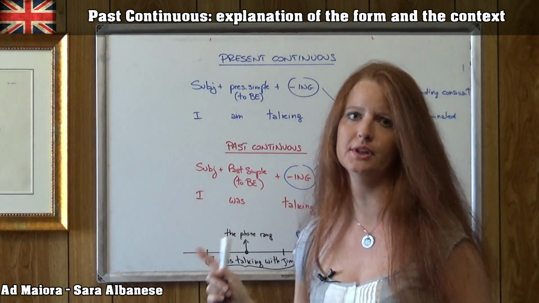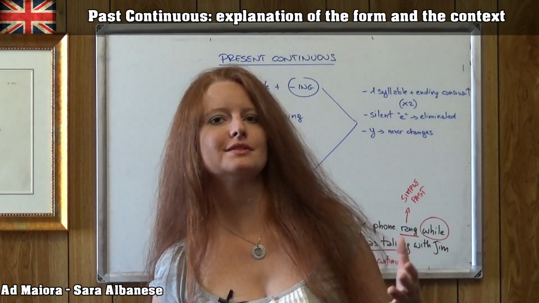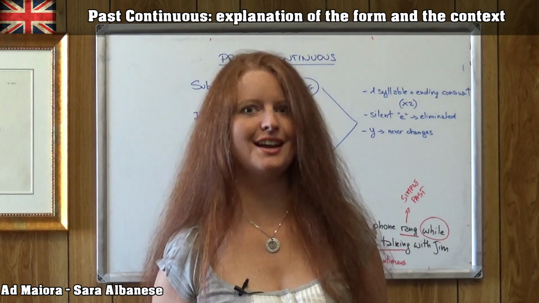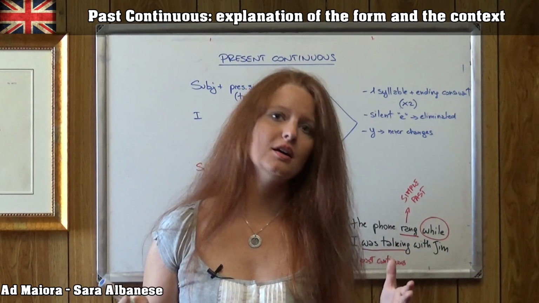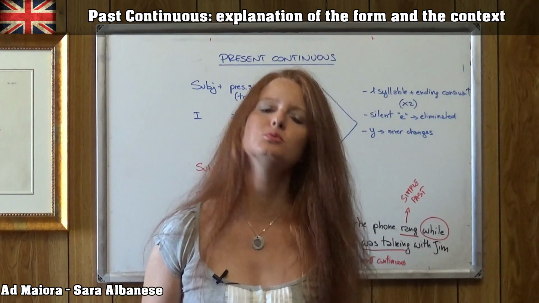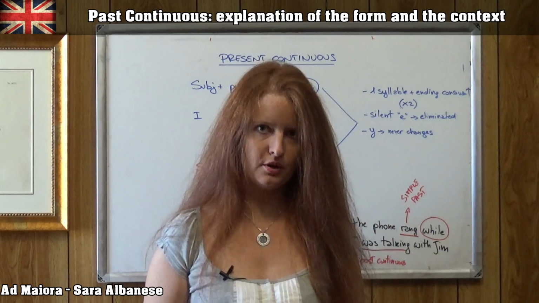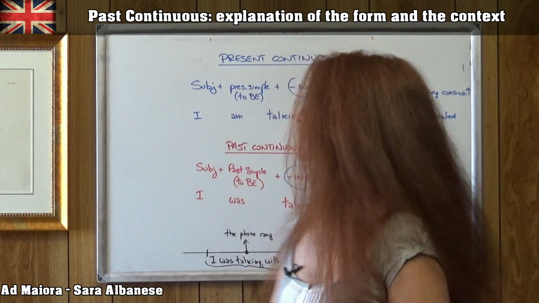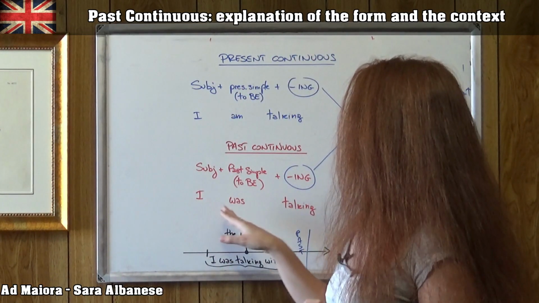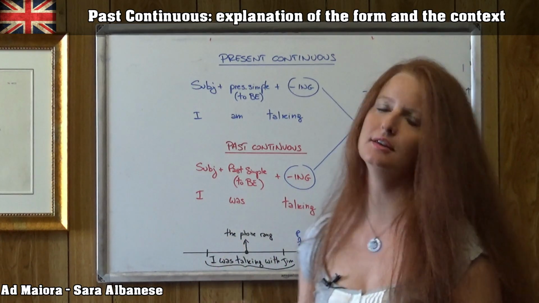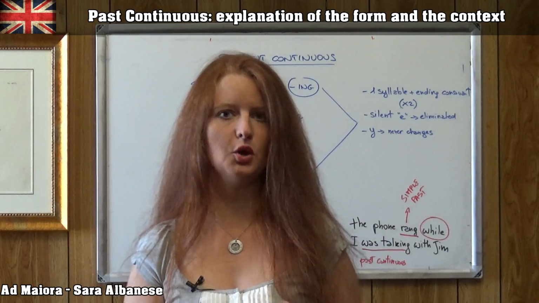The past simple. Let's remember the past simple of the verb to be. It is I was, you were, he, she, it was, and then the plural, we were, you were, they were. All right? So this is quite simple. I was talking, you were talking, he was talking, and so on.